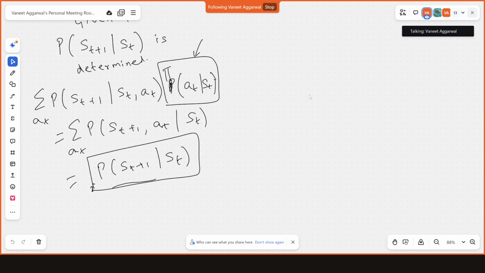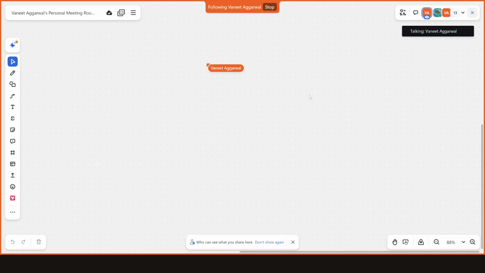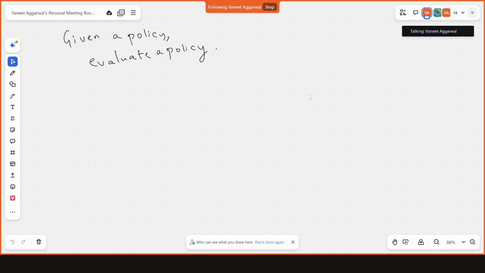So what we typically do is, given a policy, we can evaluate the policy, which means what is the value function for that policy, right? So that basically tells me that given any particular policy, for example, a randomized policy, I can see how good it is, and that helps me compare the different policies.